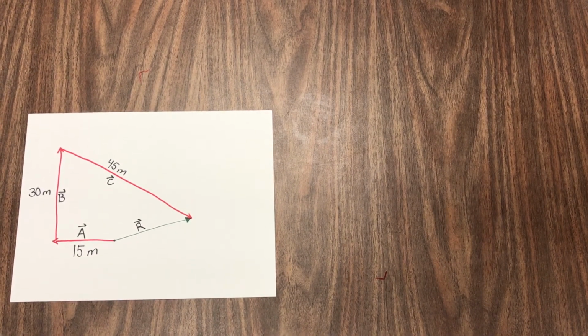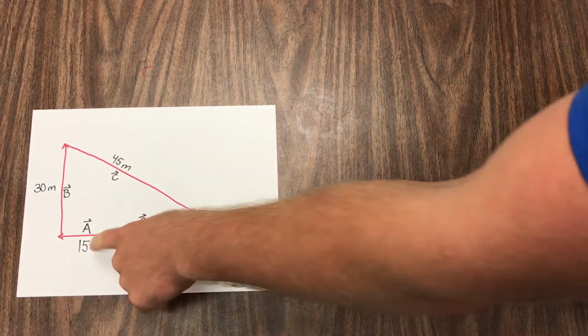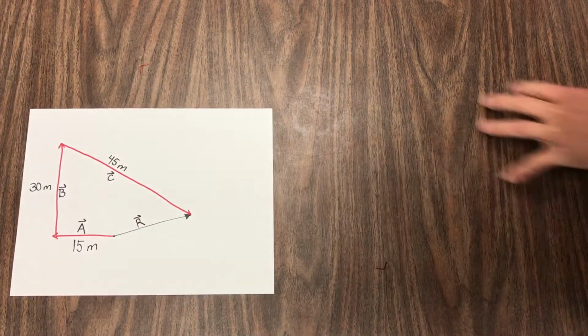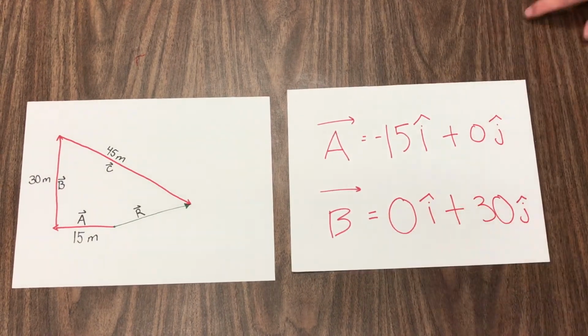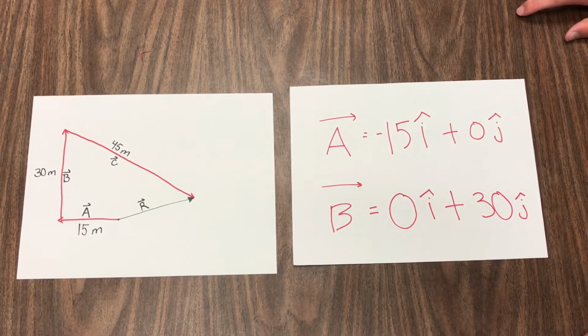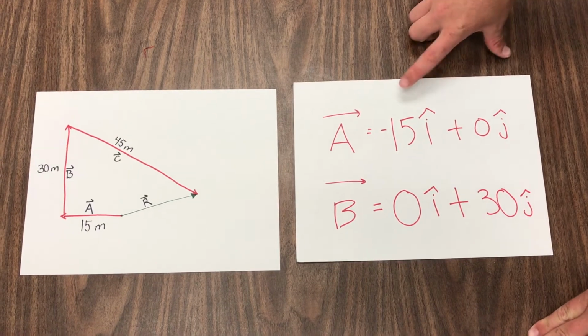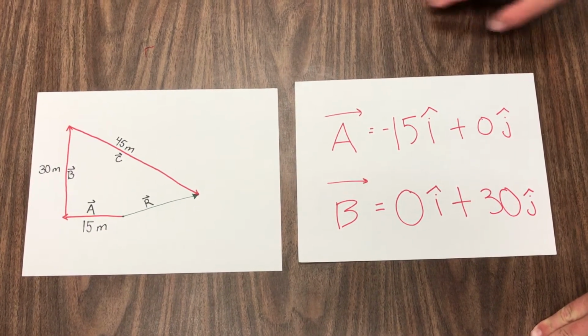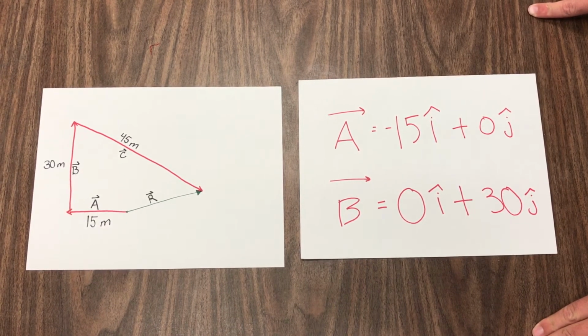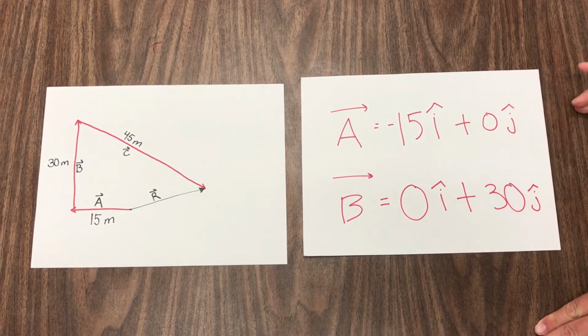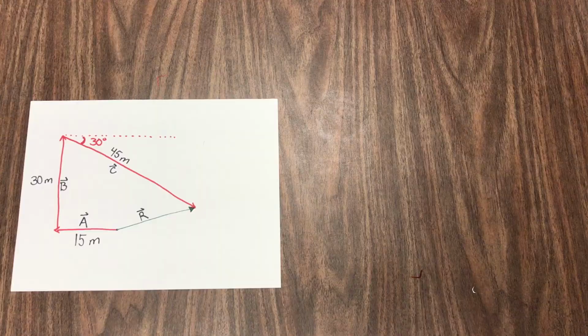First, we need to add up the two easy vectors. We have vector A at 15 meters and vector B at 30 meters. Vector A is negative 15 i hat plus 0 j hat. It is negative because it's traveling in the left direction. Vector B is 0 i hat plus 30 j hat. It is positive because it is traveling in the upwards direction.